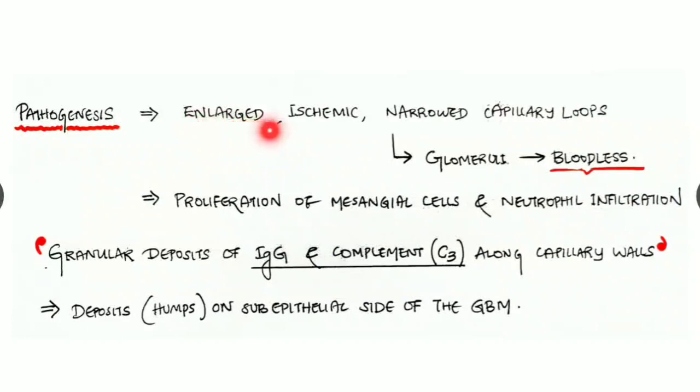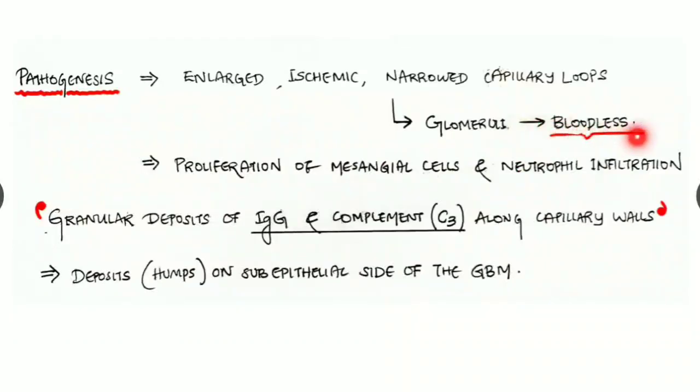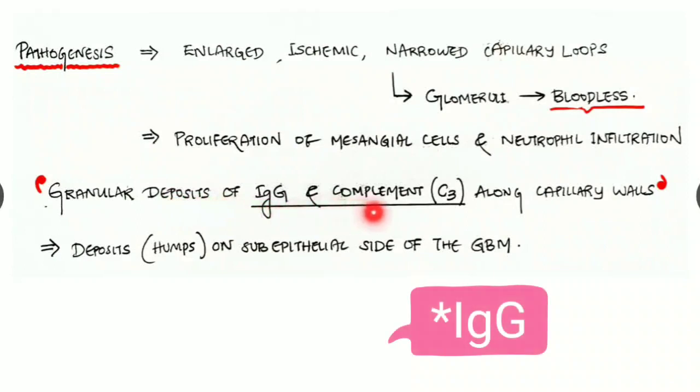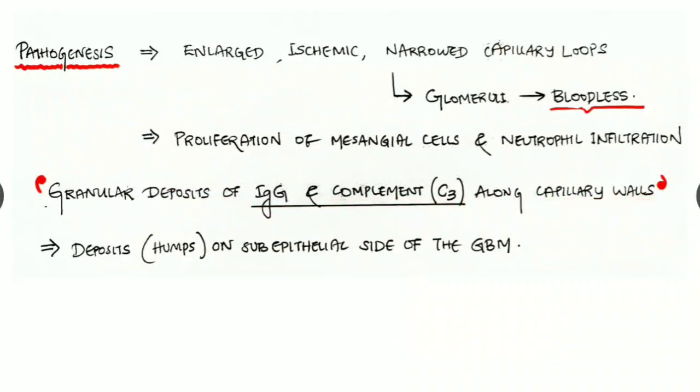Let's look at the pathogenesis. Initially, there are enlarged, ischemic and narrowed capillary loops, and that causes the glomeruli to become bloodless. There is proliferation of mesangial cells and there is neutrophilic infiltration. And granular deposits of IgA and complement C3 along the capillary walls are seen in the renal biopsy. There are deposits or humps on the subepithelial side of the glomerular basement membrane.